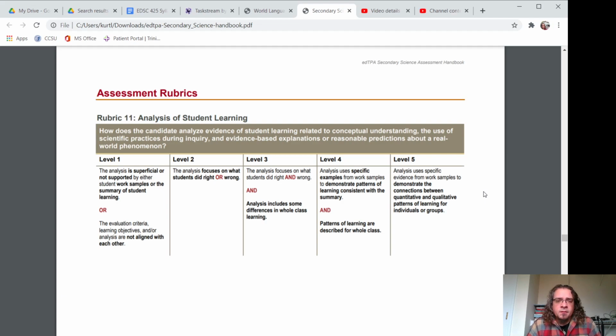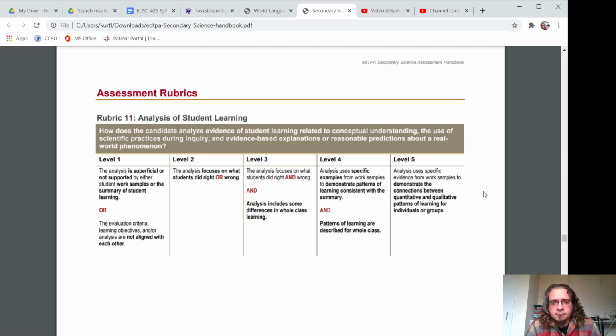So level 3, the analysis focuses on what students did right and wrong, and analysis includes some differences in whole class learning. What they're getting at here, you see that second paragraph is in bold. It's not enough to just say, here's what students did right and wrong in general. You also, at the very least for level 3, need to talk about the differences that happened within the whole class. If you don't do that second part, you're in level 2. So be careful of that.